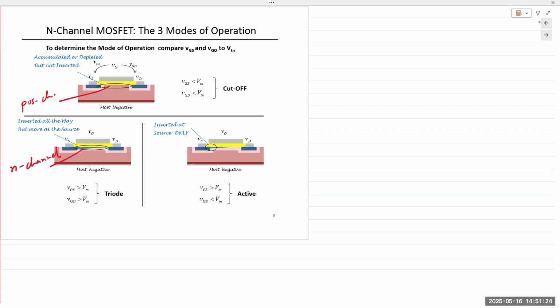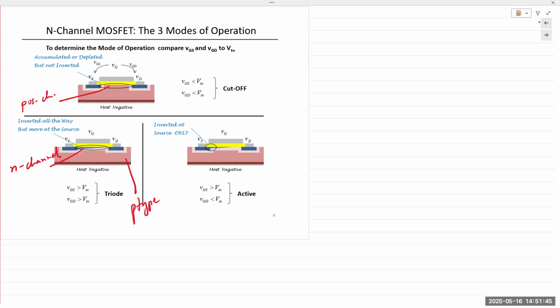Yes. This is for a p-type. Well, it's not p-type, it's a p-type material. The body is p-type, but the channel is n-type. No, it's n-channel MOSFET. N-channel MOSFET. Yeah. Okay. All right.